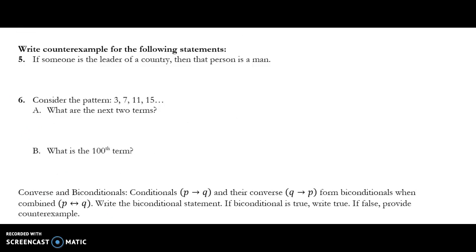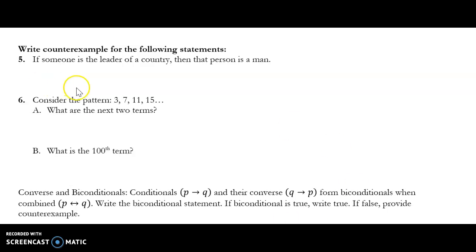Okay, let's look at the next statement, which is about counterexamples. So we have a counterexample for the following statement. It says, if someone is a leader of a country, then that person is a man. Now it is true that in our case, America right now, the presidents have always been men, but if you look elsewhere, there have been a lot of cases where that's not the case.